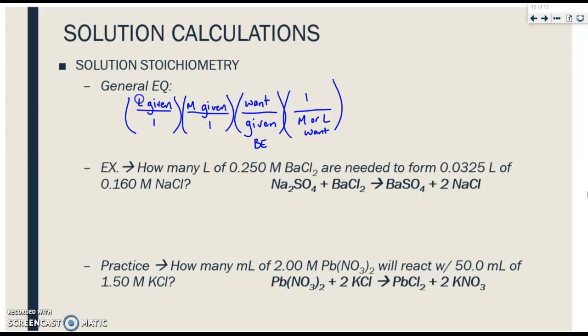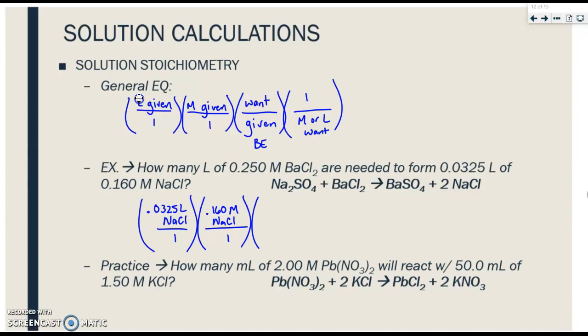So you go from your given to moles so you can compare them with your mole bridge, and then convert back out, which is exactly what we're doing. So we're going to go ahead and do the math now. So we're going to take our 0.0325 liters of NaCl over 1. We're going to multiply that by 0.160 molar NaCl. Liters times molarity gives you moles.